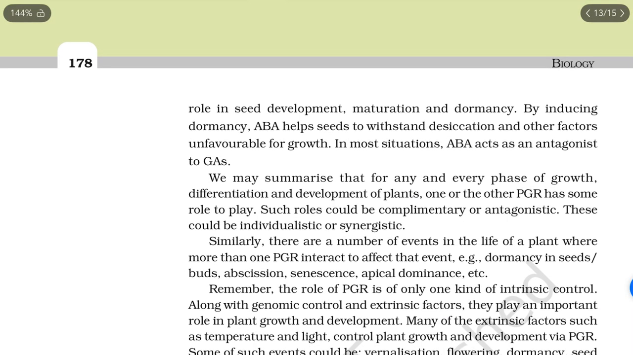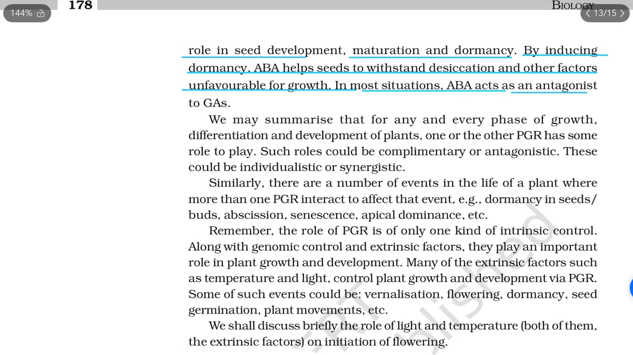ABA plays an important role in seed development, maturation, and dormancy. By inducing dormancy, ABA helps seed to withstand desiccation and other factors unfavorable for growth. In most situations, ABA acts as an antagonist to GAs. We may summarize that for any and every phase of growth, differentiation, and development of plants, one or the other PGR has some role to play.